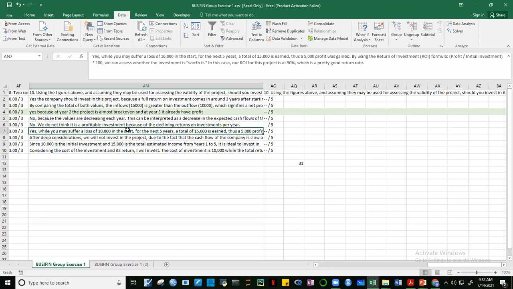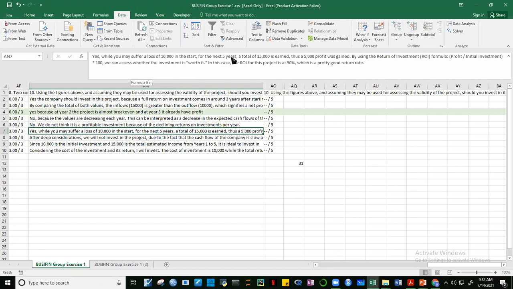Okay. Next group, you may suffer a loss. Actually, guys, hindi loss to yan, 10,000 ha. Okay, clarify natin. It's not a loss, it's an investment, no? So talagang maglalabas tayo ng pera. It's a project. So we have an initial outflow of cash outflow of 10,000. Tapos ito din, 15,000 daw ang nag-gain. Okay? May formula pa ng ROI dito, profit over initial investment. Okay. So based on ROI, okay, it's a 50% ROI. Pretty good return rate. Okay?